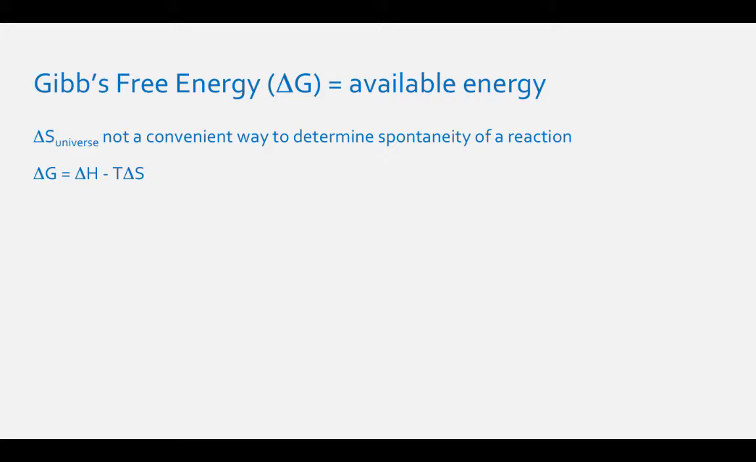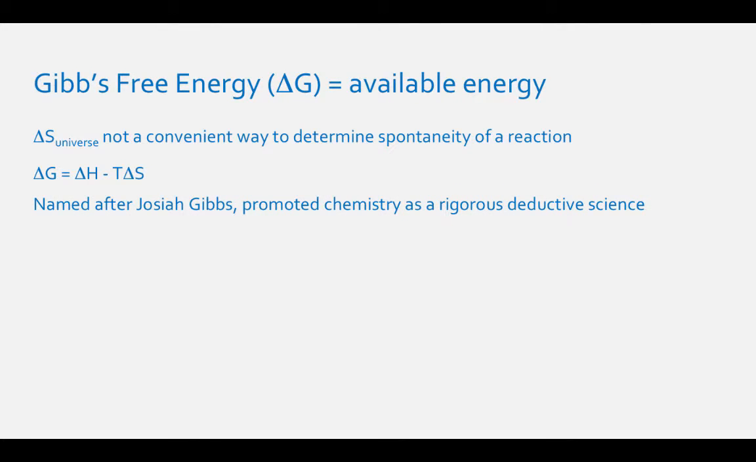Delta G equals the change in enthalpy of a reaction minus the temperature times the change in entropy of a reaction. It is named after Josiah Gibbs, an American scientist who was instrumental in promoting chemistry as a rigorous deductive science. This equation is easy to derive from our delta S of the universe discussion.